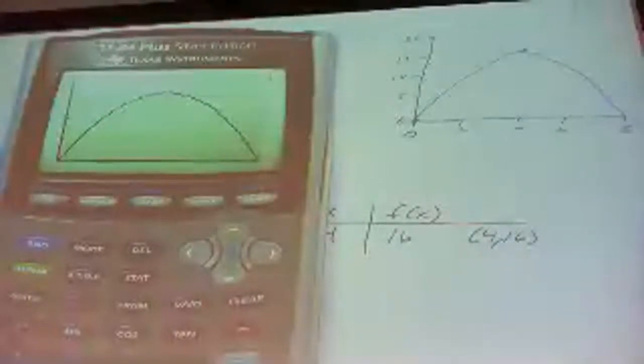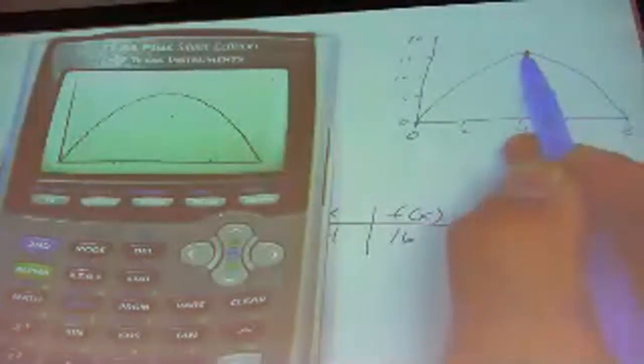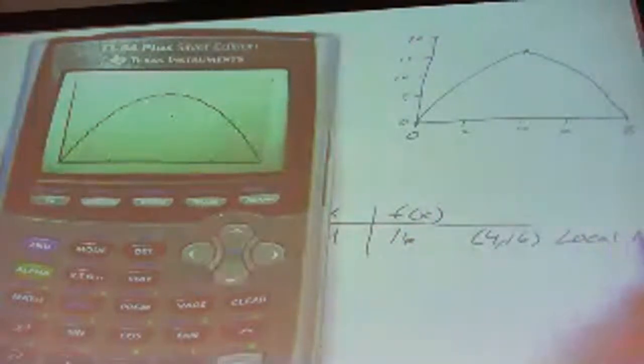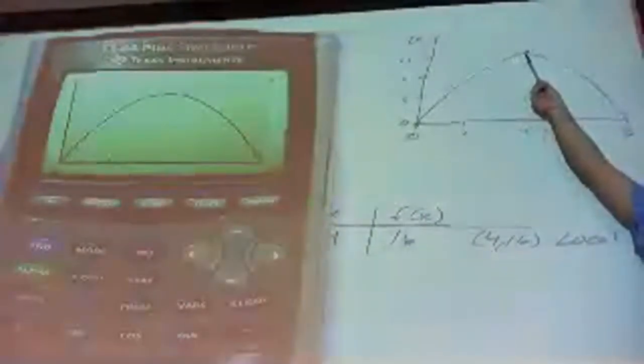Do we see what's happening at 4,16? At 4,16, what do we have? What's that called? A local max. At 4,16, we have a local max. Now let me give you a definition of what is a max. A max is to the left is lower, to the right is lower, therefore it's a max.